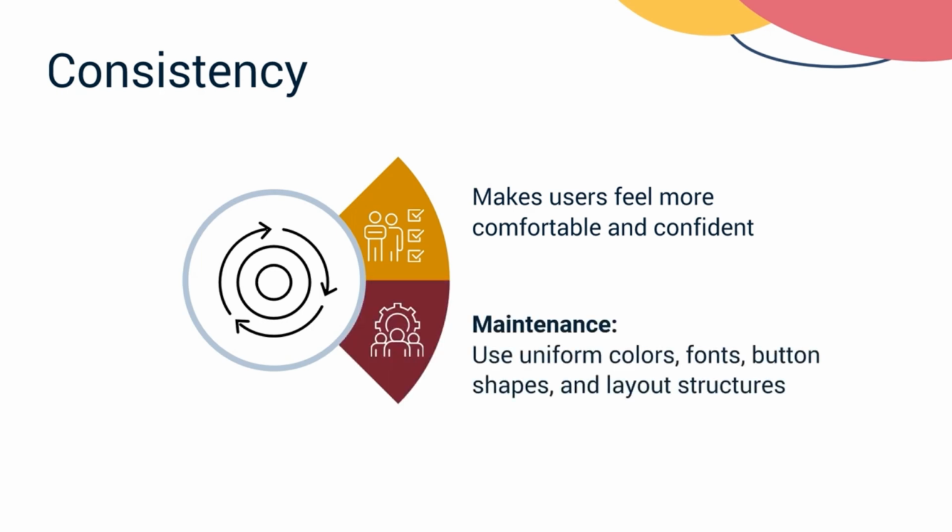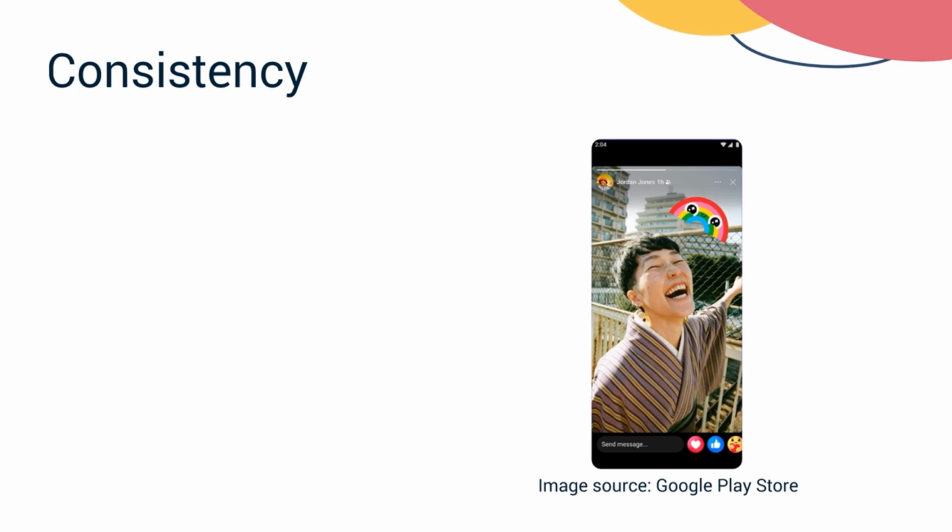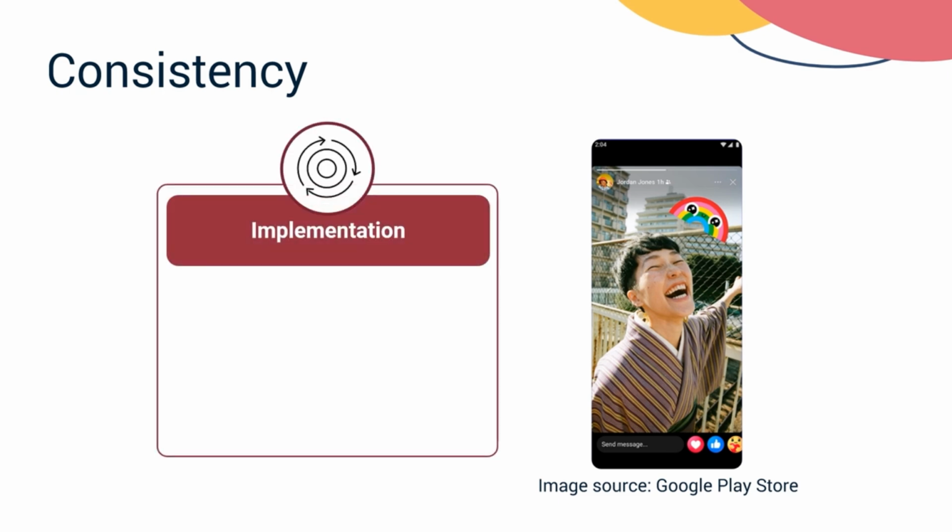You can maintain consistency in your app by having uniform colors, fonts, button shapes, and layout structures. The Facebook app maintains consistent button styles and colors across its interface. When users see a blue button, they know it typically means like or share, creating familiarity. To implement this principle, you can define a style guide that outlines fonts, colors, and button styles. You must ensure that every screen adheres to this guide to create a cohesive experience.